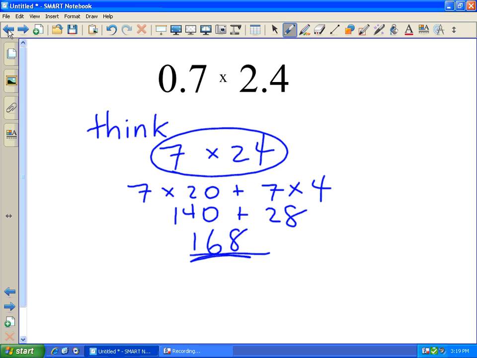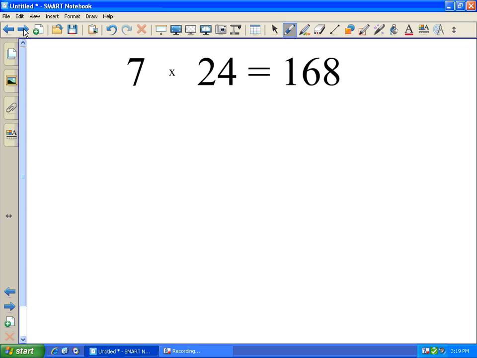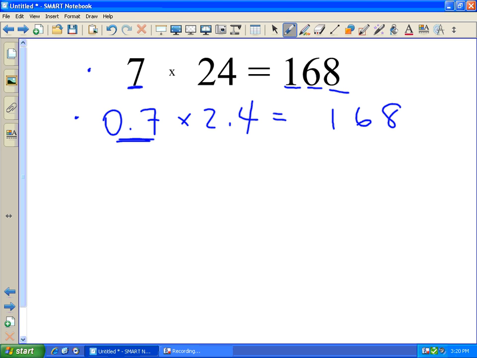So now that we know that 7 times 24 is 168, we can now go back to our original problem, which again was 0.7 times 2.4, and realize that the answer is going to involve the same digits, 1, 6, and 8, but look at the difference between this question and this question. It's going to involve 1, 6, 8, but the 7 has become 0.7. In other words, it's become 10 times smaller. The 24 has become 2.4, also 10 times smaller.